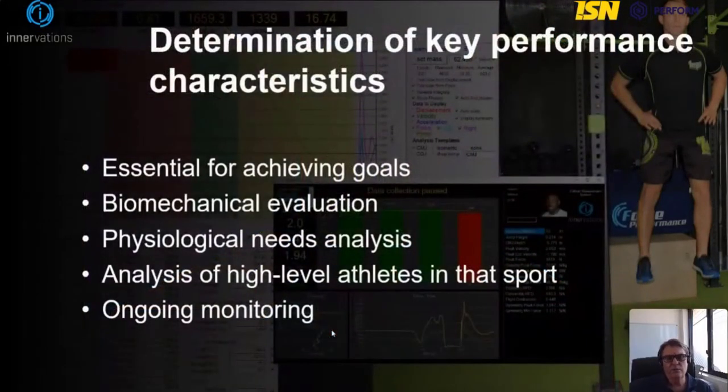So what is the process for determination of these key performance characteristics? Now, of course, this is essential for achieving training goals. If you don't know what characteristics are actually determining the overall performance, then how do you know which ones to train or how to train them? So various processes: biomechanical evaluation, physiological needs analysis, analysis of high-level athletes in the sport, and ongoing monitoring. So let's have a look at these in turn.